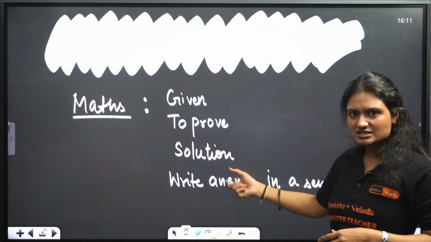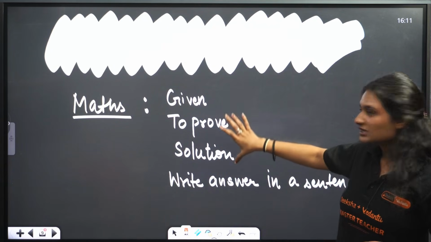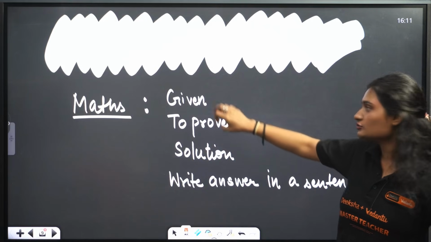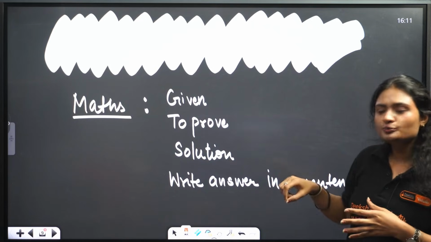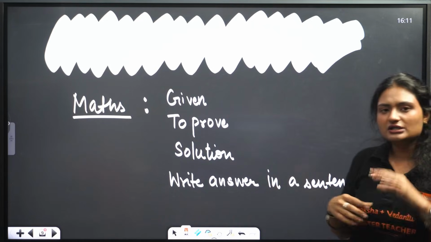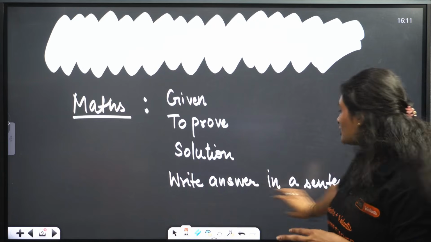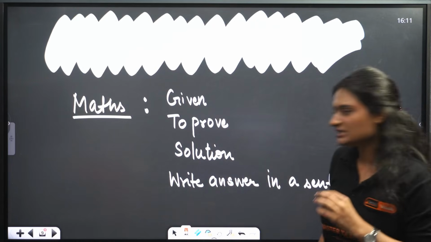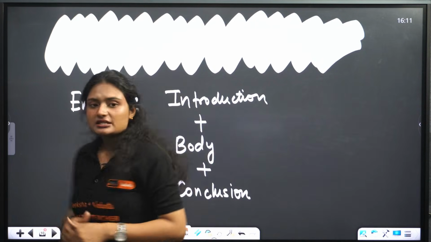But if the answer is wrong, then you will be getting marks only till these 3 steps, because you proceeded with the solution, you wrote the given, you wrote the to prove, and then in the answer there was an error, there was a mistake, so you won't be getting marks for the answer, but the rest of the steps you will be getting graded for. Next is English.